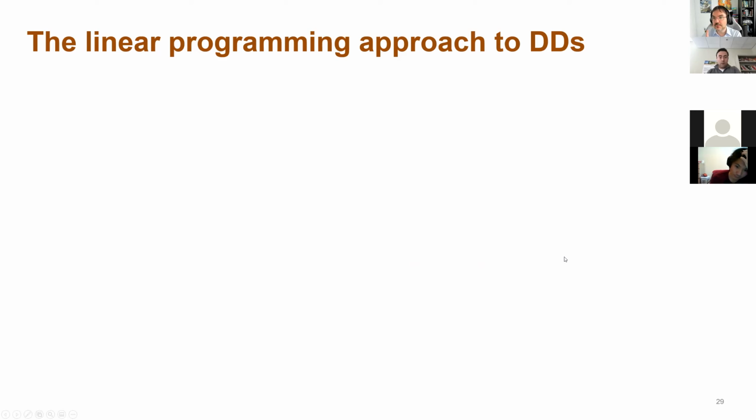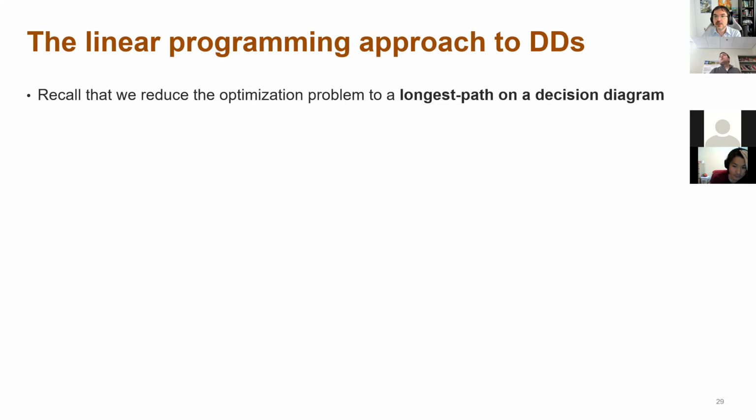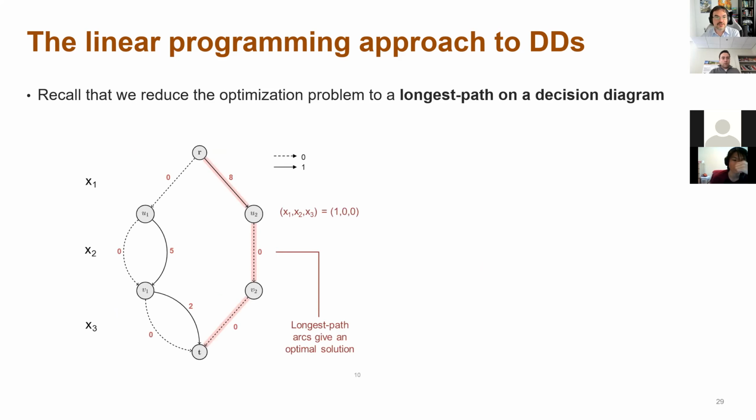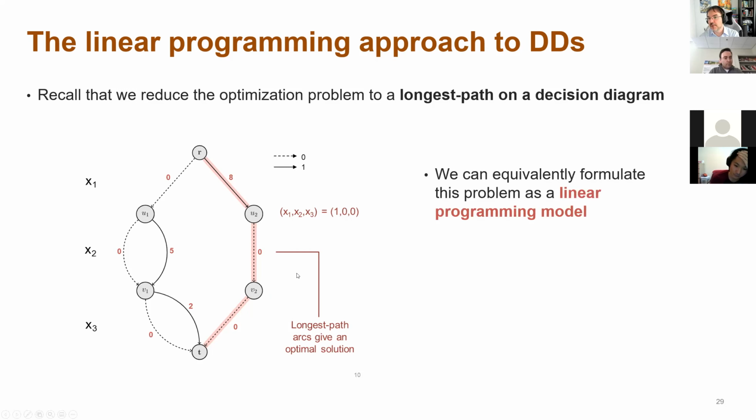So let me just give you 1 minute of something that is going to be really important later on. I just want to draw a connection between these DPs and linear programming. If we draw the connection with dynamic programming, let's draw it with linear programming. What we are doing is reducing the optimization problem to a longest path on the decision diagram, right? We want to find the longest path in the graph. So, for example, if we draw the graph using top-down compilation of your favorite technique, then you want to find this longest path. But you can also formulate this problem as a linear programming model, right?